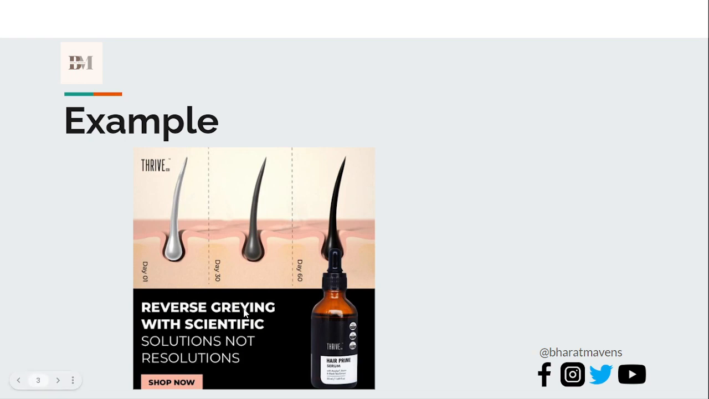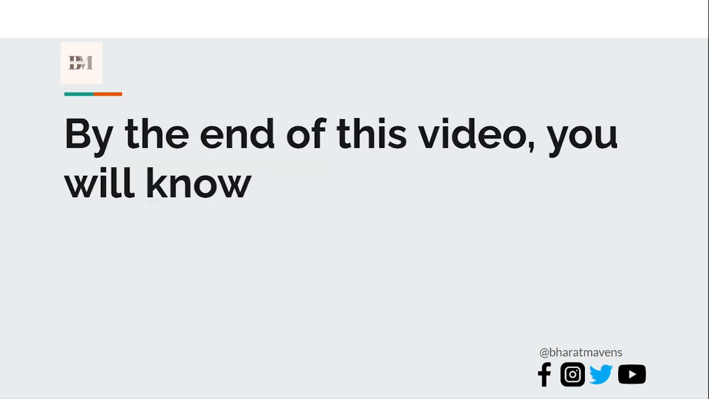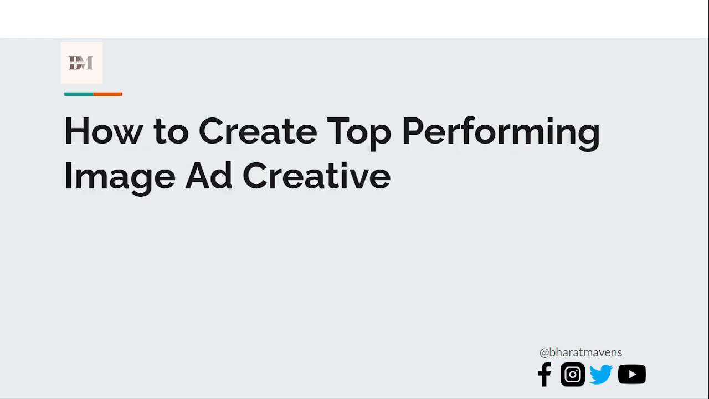It says exactly: reverse your graying with scientific solutions, not resolutions. It's not saying that within 60 days get from white hair to black hair. That is already visible. So try to avoid that whenever you're creating an image ad. Don't describe the visual, instead say more about what the visual is. By the end of this video, you'll know exactly how to create a top performing image ad creative.